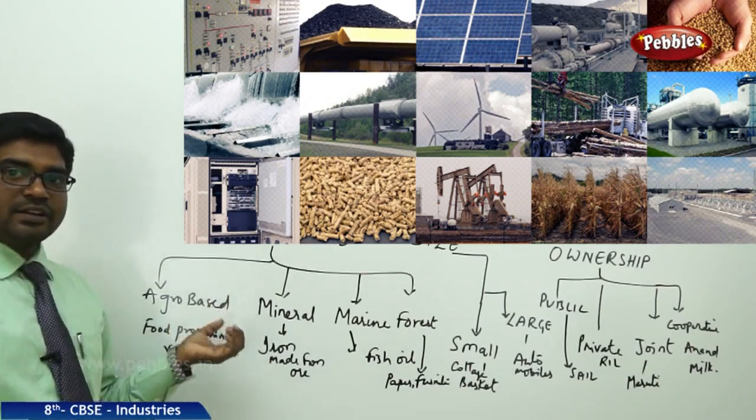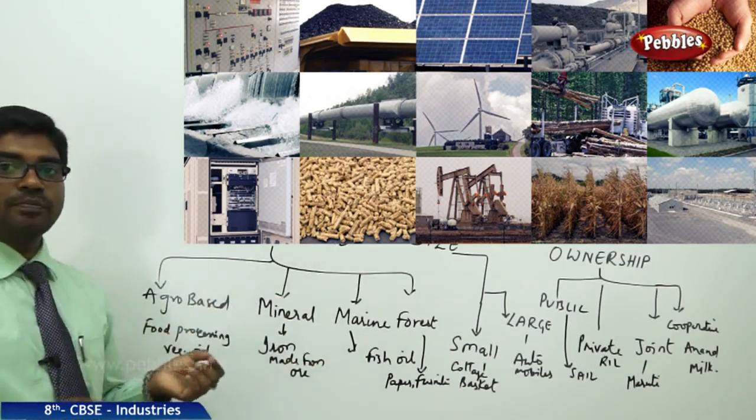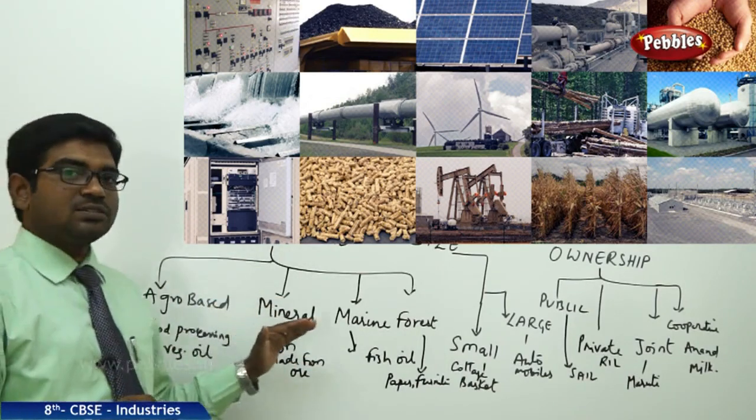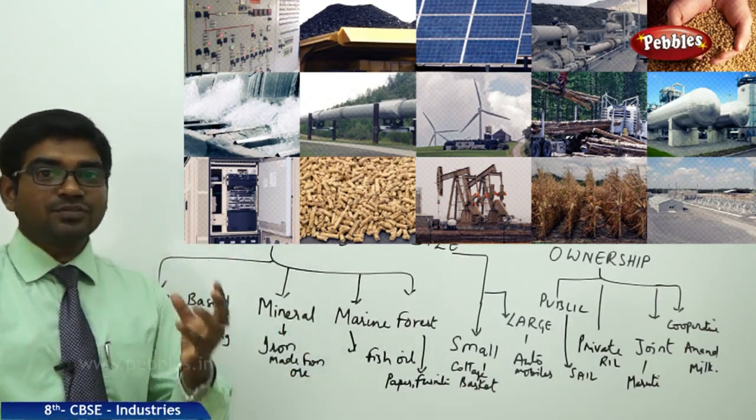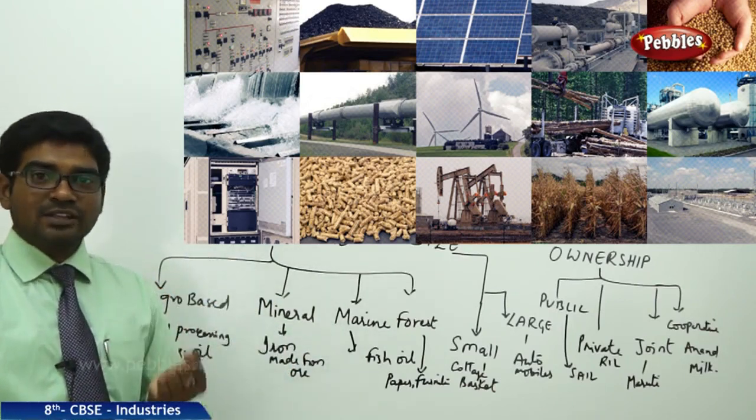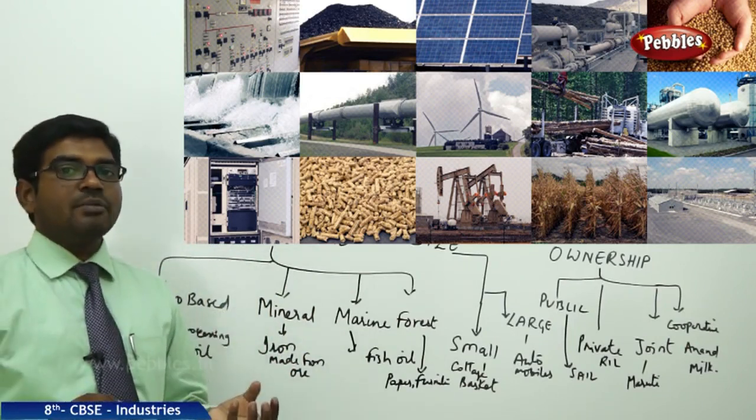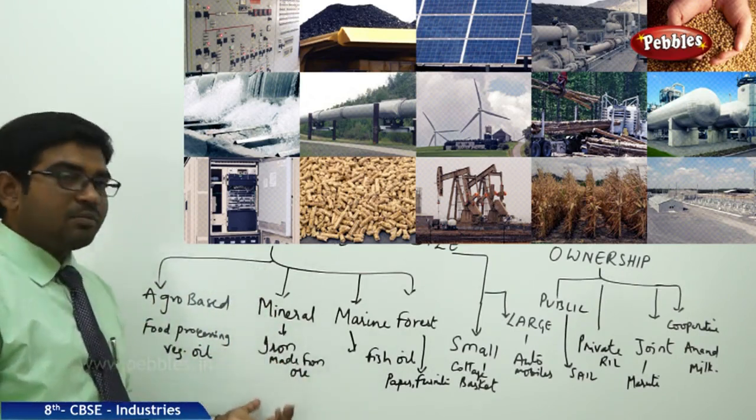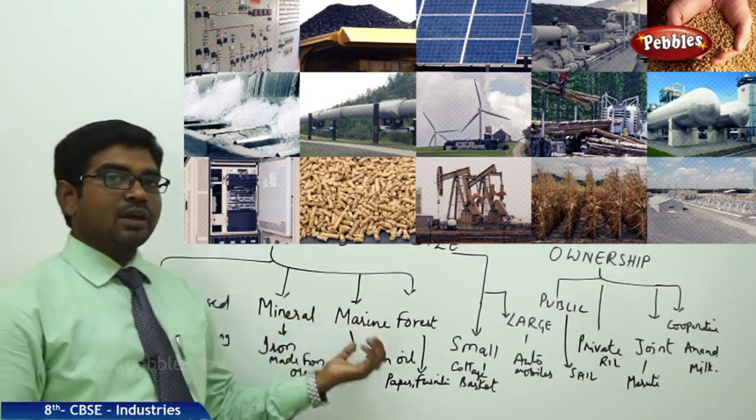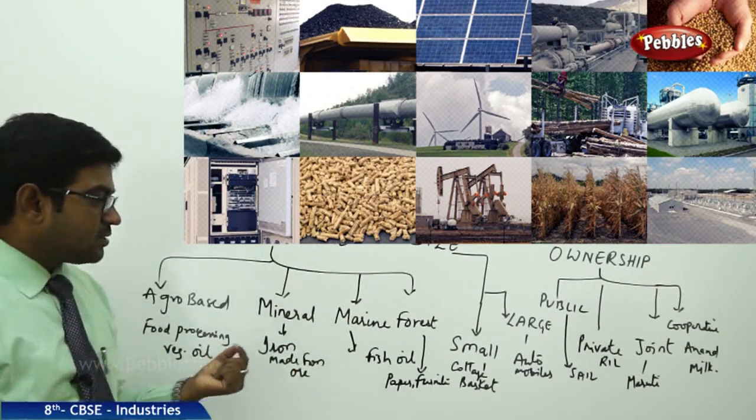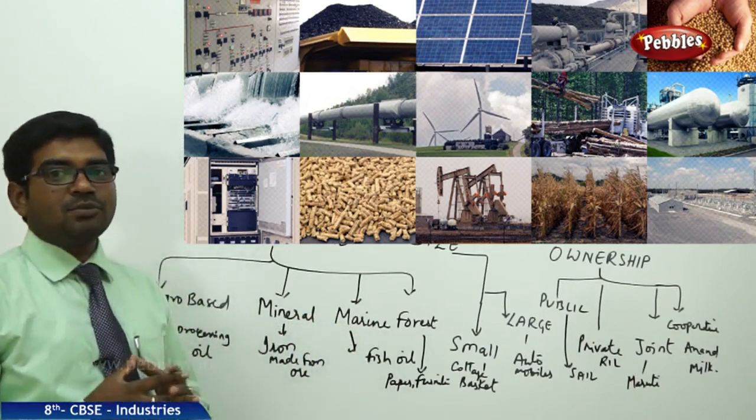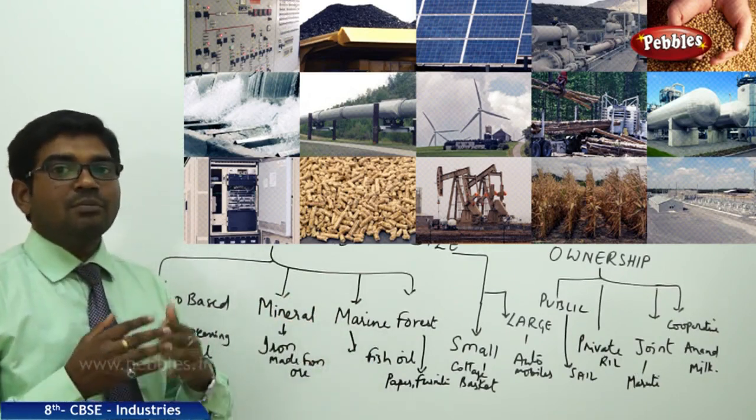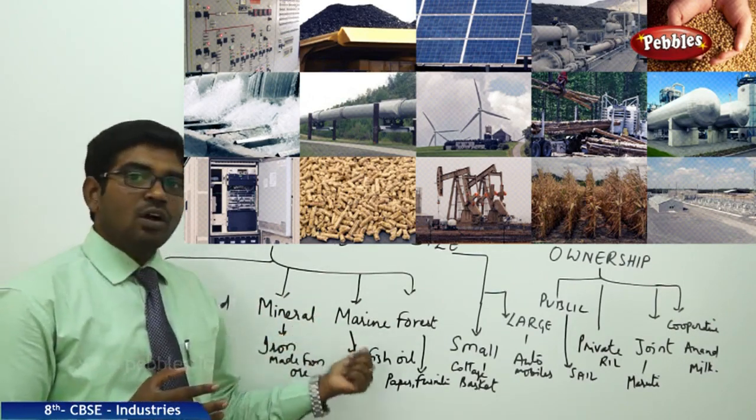Agro based industry is getting its product from an agricultural background. It is cultivated as a crop or agriculture related crops. Then minerals. We are getting minerals from the layers of the earth. We do mining and we get the minerals. So the industry which gets its raw materials from minerals is called a mineral based industry. Example, iron from iron ore. Then we have the marine based industries. The fish oil industry is an example of a marine based industry. Here we get the raw material from marine life.